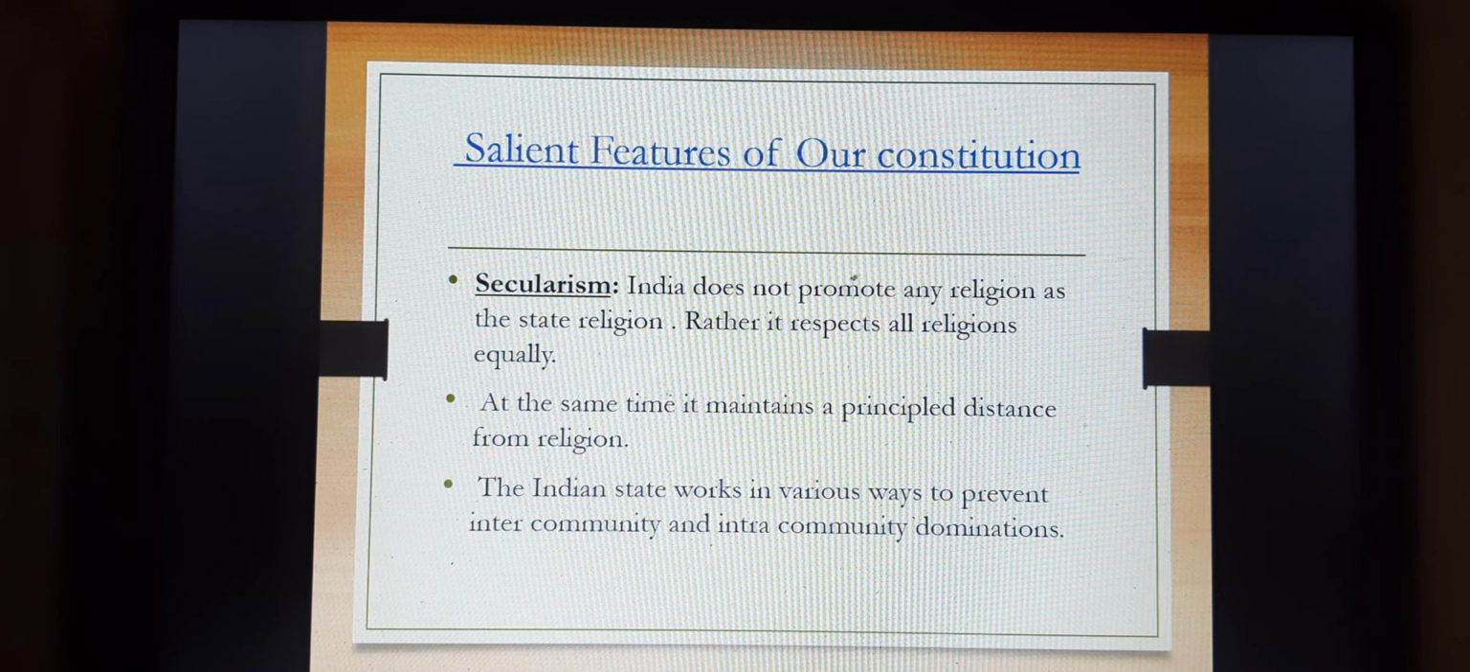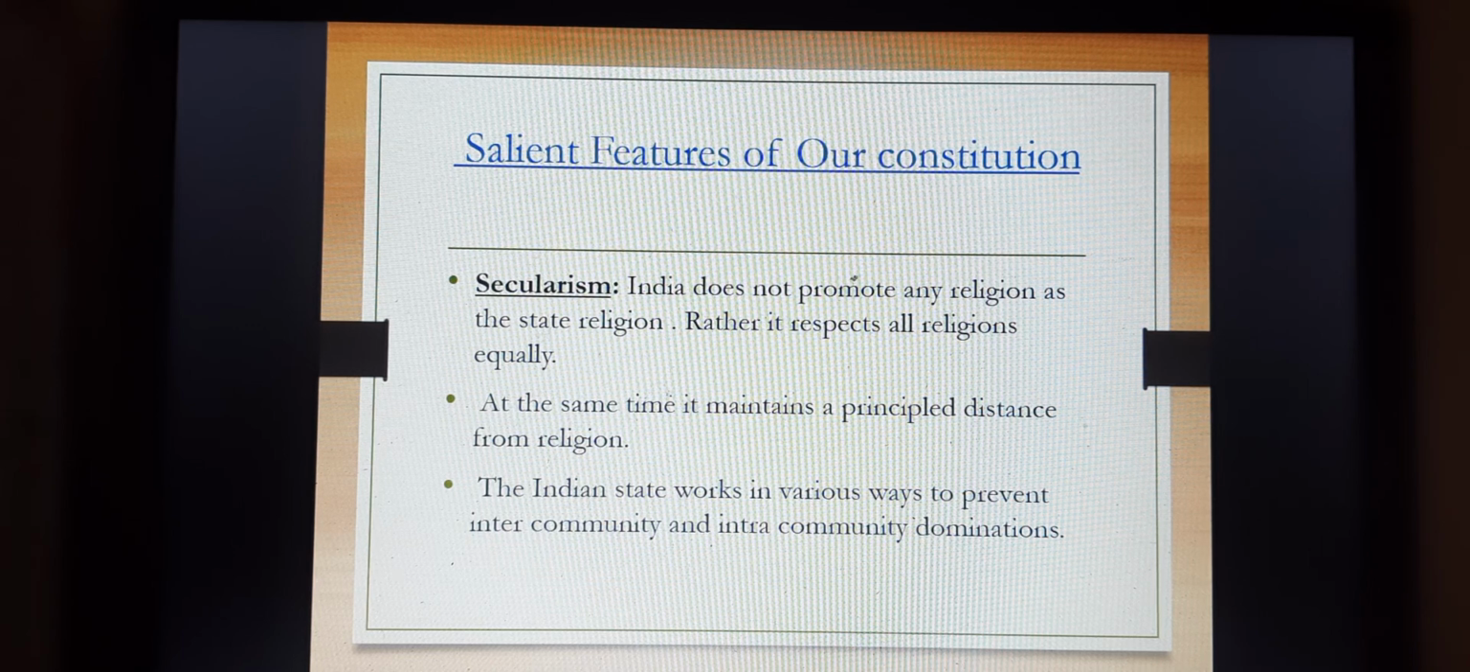Salient features of our constitution. Secularism. Another salient feature of our constitution is secularism. Secularism means dharma nirpekshta in Hindi. Dharma nirpekshta means we are not favoring any certain religion in our country, or saying that this country only belongs to the people of a certain religion. India does not promote any religion as the state religion. Rather, it respects all religions equally.